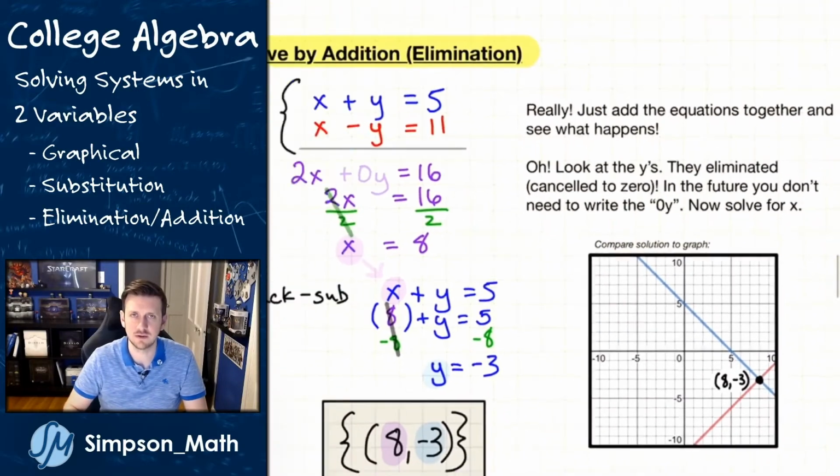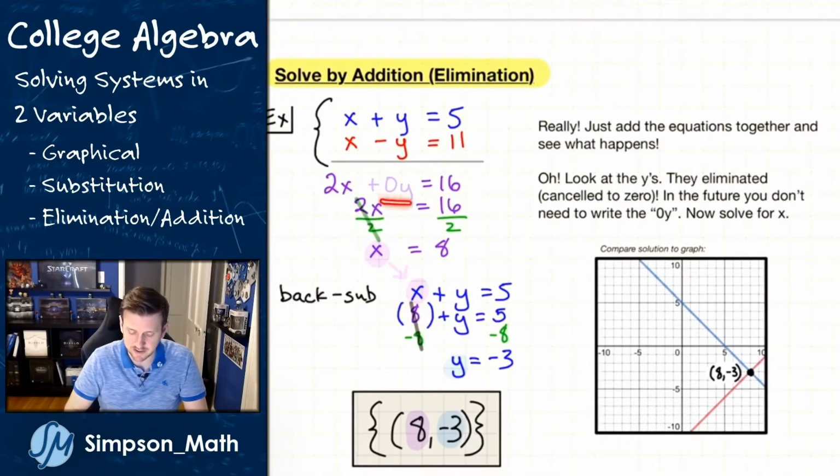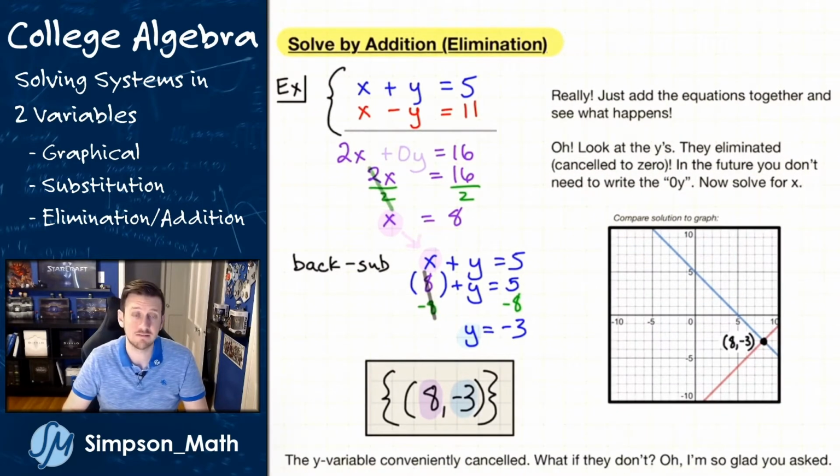Just a few little technical notes. This 0y that I wrote, you don't have to write 0y going forward. I just wrote it there to be clear about what's happening. If you want to write 0y, be my guest. Maybe write it lighter or something, but that's not a thing you have to do. So really, that's the elimination method.